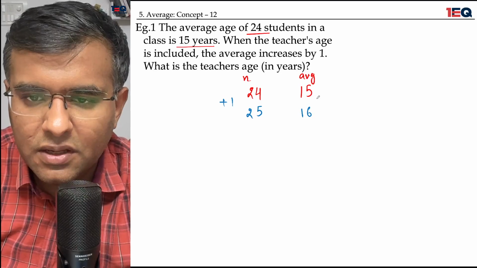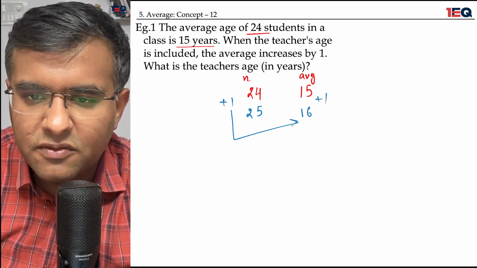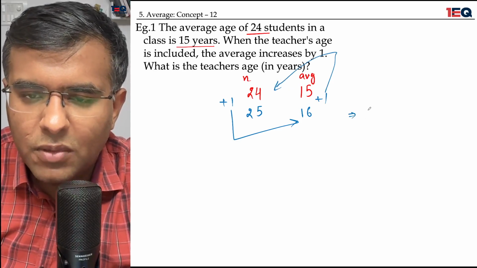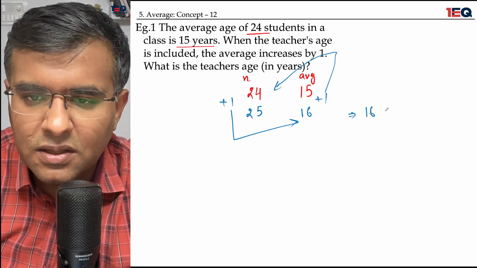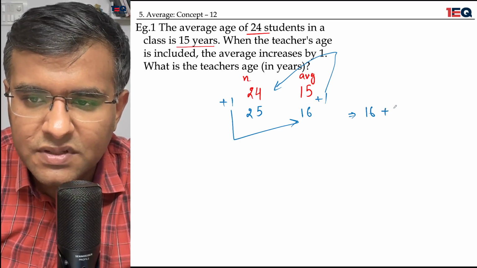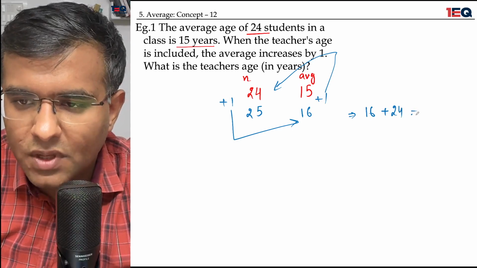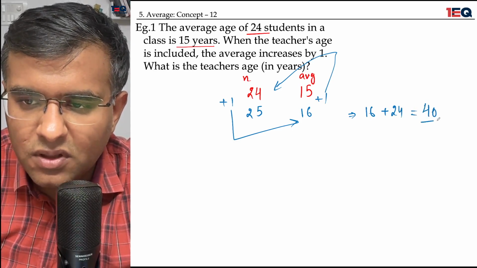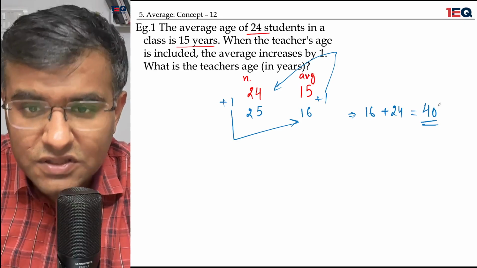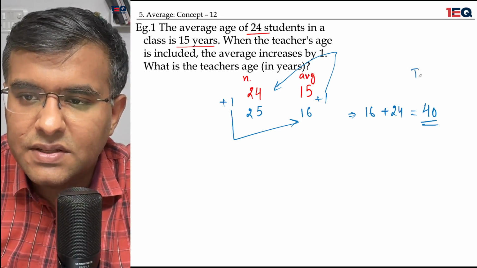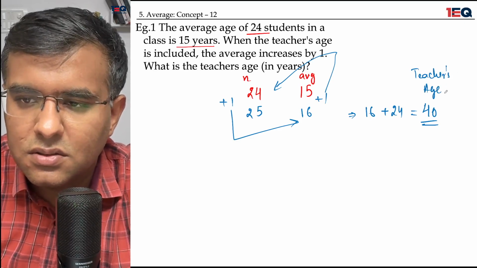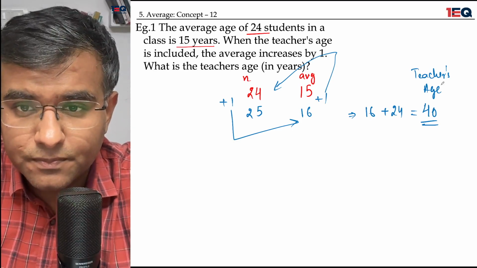So I have a plus 1 here and I have a plus 1 here. This plus 1 would be multiplied by 16 and this plus 1 would be multiplied by 24. Plus 1 into 16 is 16, and plus 1 multiplied by 24 is plus 24. So from this, I can get out the value of 40, which is the reason of the jump in the averages, which is also equal to the teacher's age. The teacher is 40 years old.